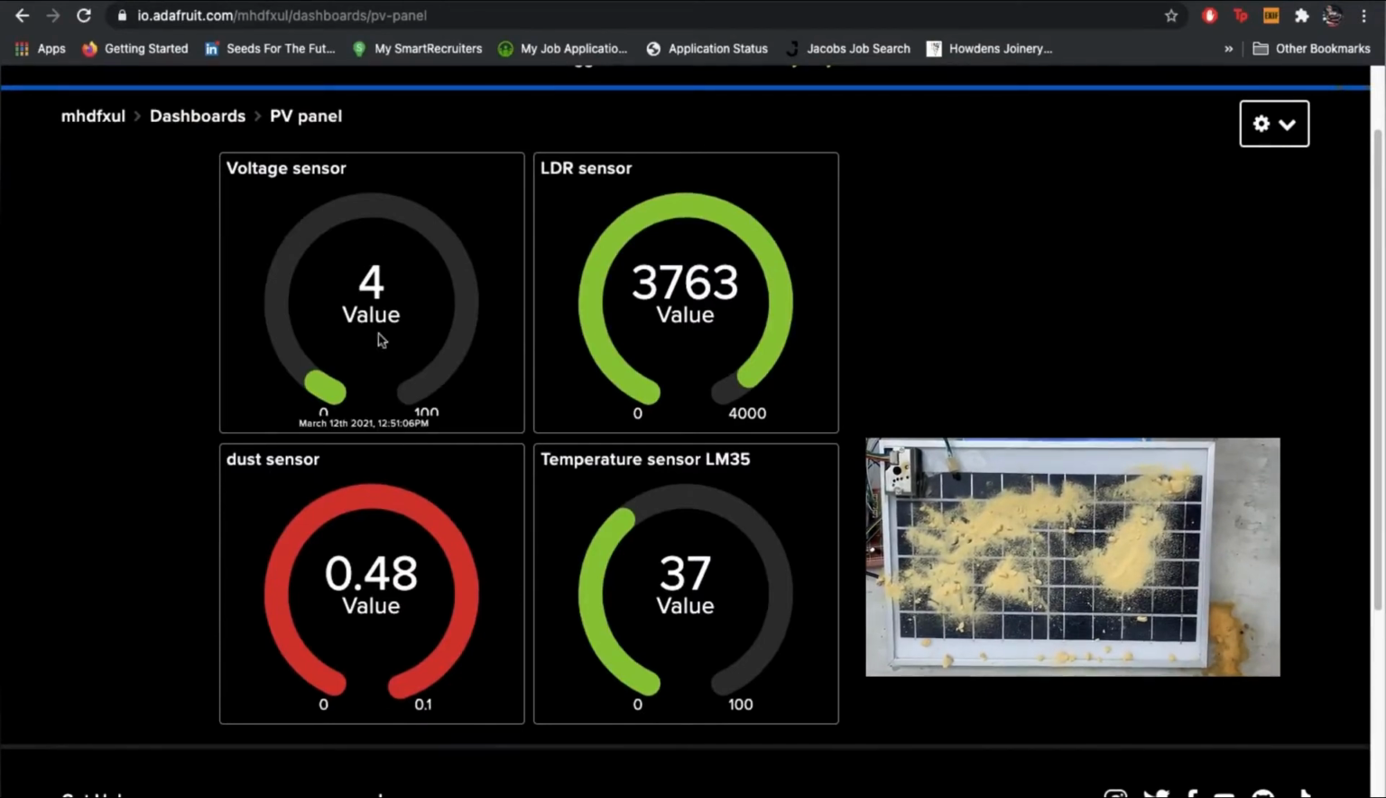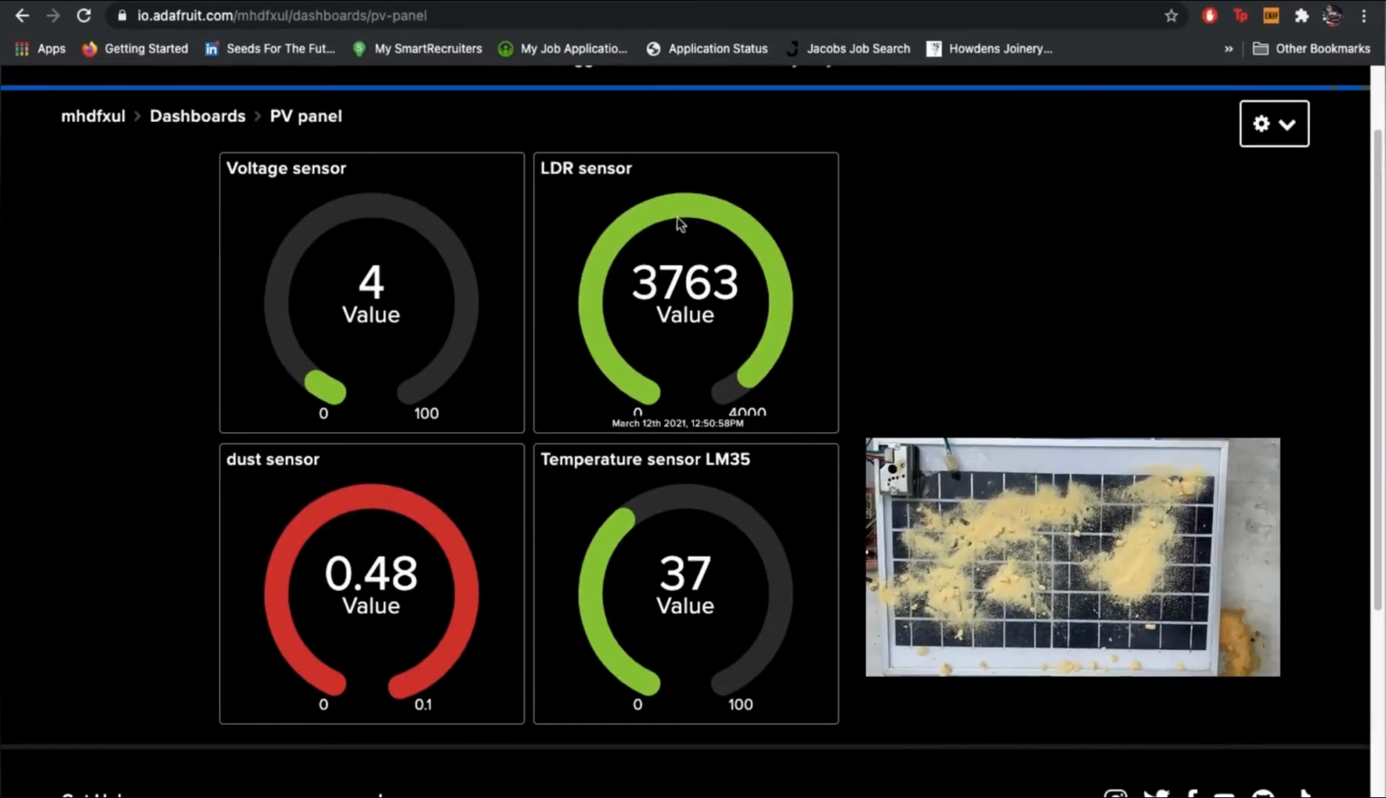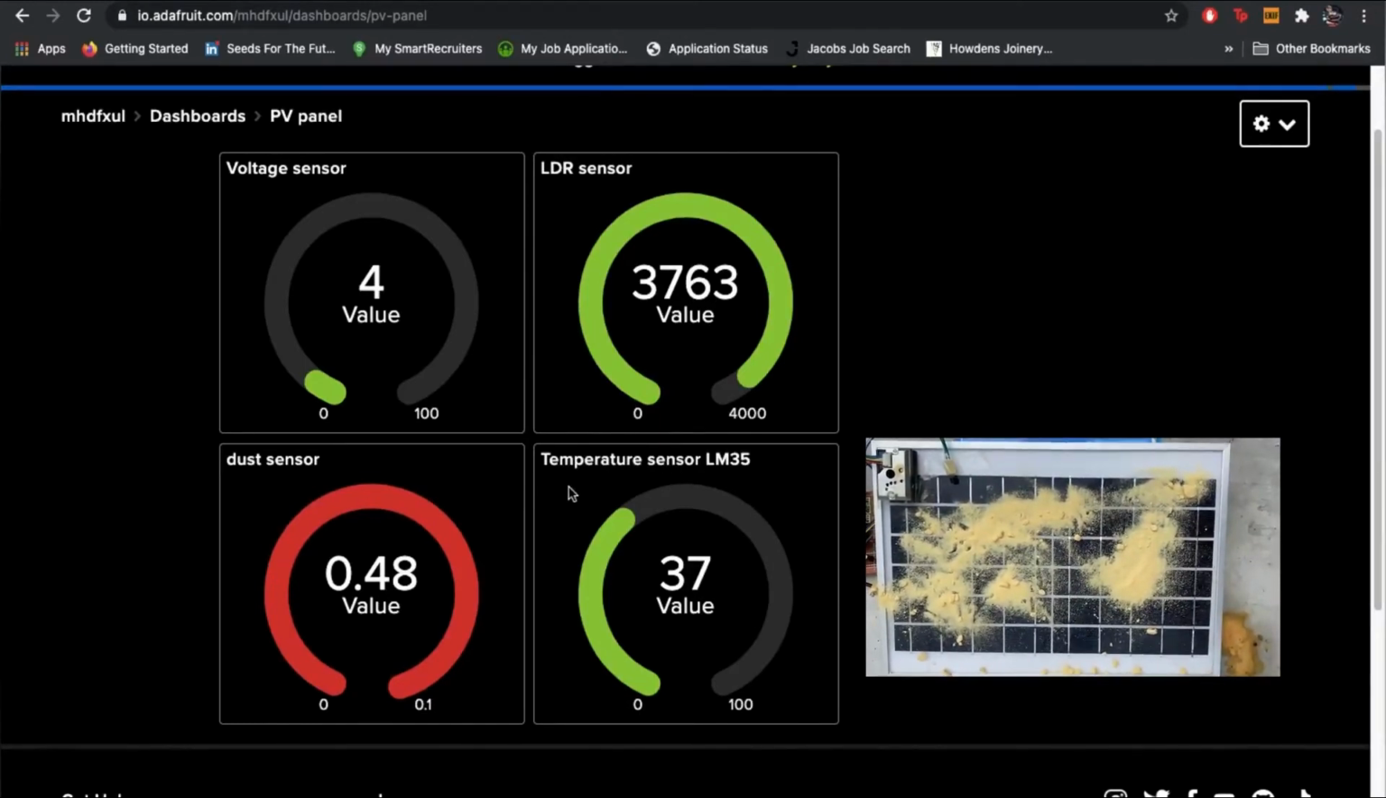If you want to do a comparison, the voltage sensor is showing a value of 4. So it tells us that for the dusty solar panel, the voltage is lower than the clean one. For the second, the LDR sensor, the value is lower than the clean solar panel, since the dust blocks the LDR. The third sensor is the temperature sensor. We can see here that the temperature increased a little compared to the clean solar panel, since dust accumulation will increase the temperature of the PV panel. And the last one is the dust sensor. When the particles detected by the optical Sharp dust sensor have a density higher than 0.1, the dust will be detected.